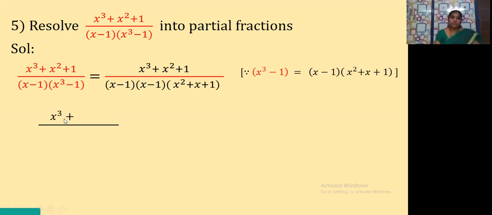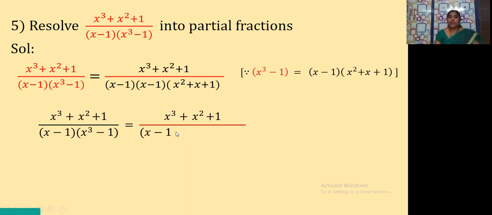(x cube plus x square plus 1) by (x minus 1) into (x cube minus 1) is equal to (x cube plus x square plus 1) by (x minus 1) into (x minus 1) is how much? (x minus 1) whole square into (x square plus x plus 1).